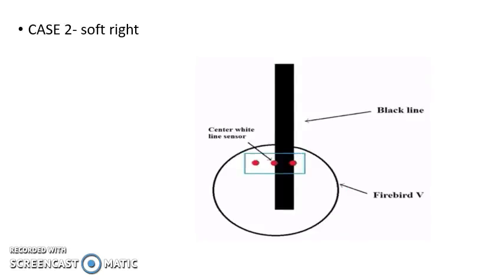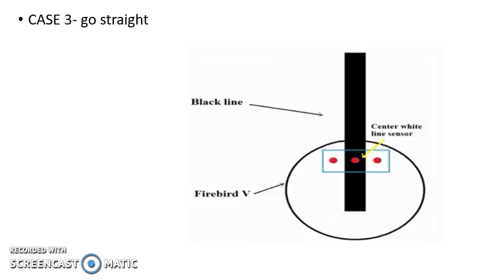In this case 2, when black line is below the second and third line sensor, in this case robot should be made to turn soft right. The next case is 3, when black line is below second line sensor, in this case robot should be made to go straight.